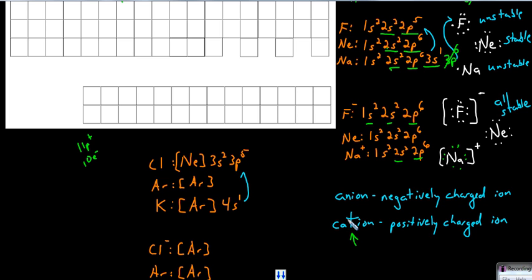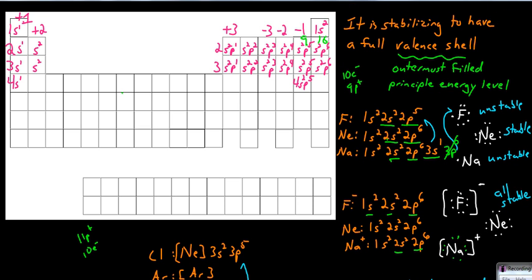Now, you are able to predict the charges of other elements as well. We had seen that sodium turned into +1, and fluorine turned into fluoride, F-1. Similarly, potassium, if it becomes charged, will get a +1 charge just like sodium. And chlorine, if it becomes charged, will get a -1 charge just like fluoride.